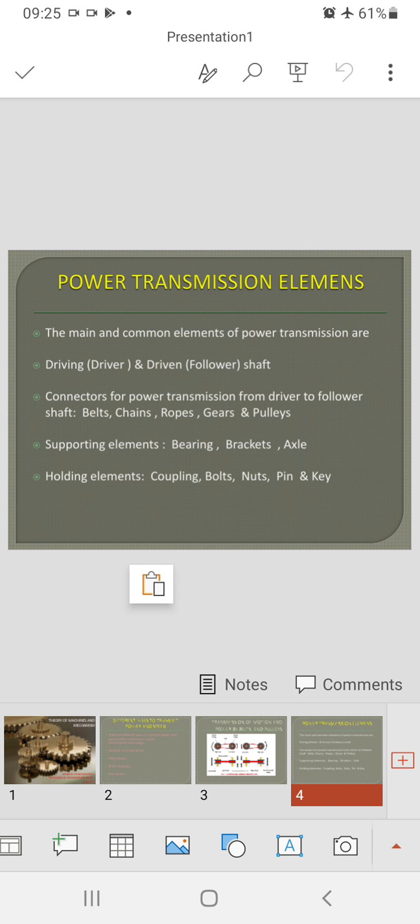Rope: in case of a ropeway, the power is transmitted through the rope. Some supporting elements will also be required. Those are bearings, brackets and axle, which all support the driving system, and the holding elements like coupling, bolt, nuts, pin and key.